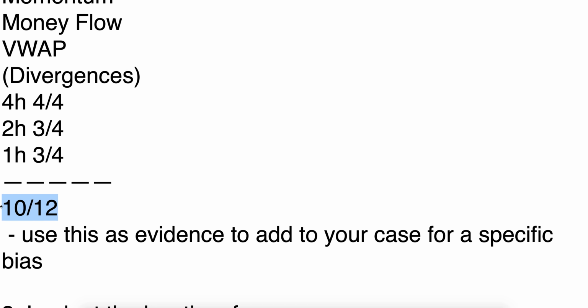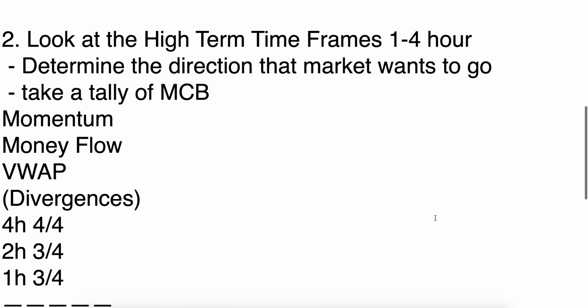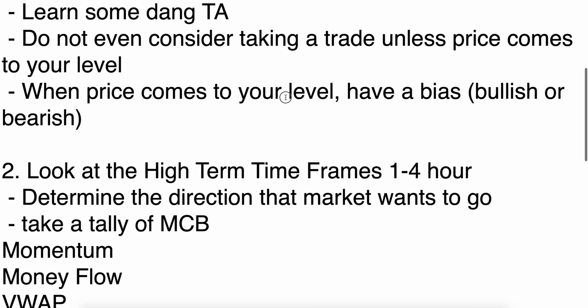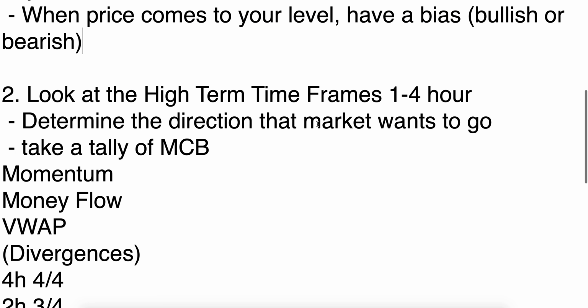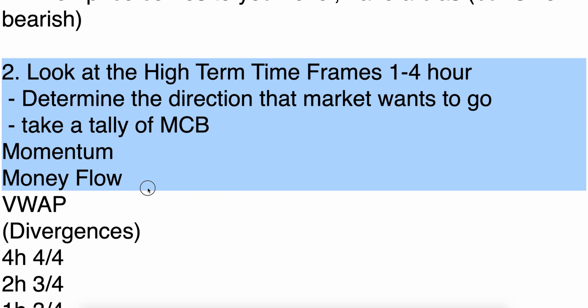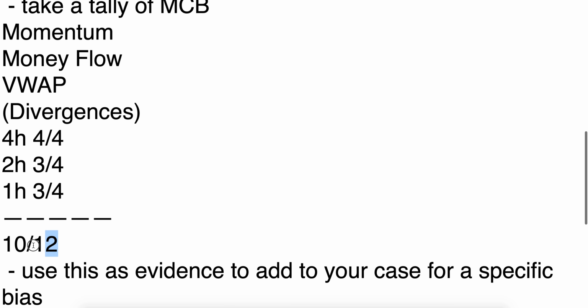But this score, we are going to use now as evidence to add to our case for a specific bias. So remember, price comes to our level, we have a bias. Now we look at the evidence on the higher time frames and we come up with a score. Now we're adding to our bias. We have gone to court, and we presented our case to the judge.